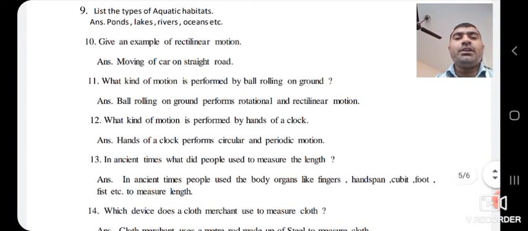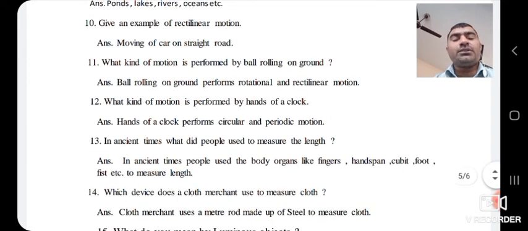In ancient time, what did people use to measure the length? The next question is, in ancient time, people used body organs like fingers, handspan, cubit, foot, fist, etc. to measure length. So in ancient time, people used different body organs such as handspan, finger, cubit, foot, etc.